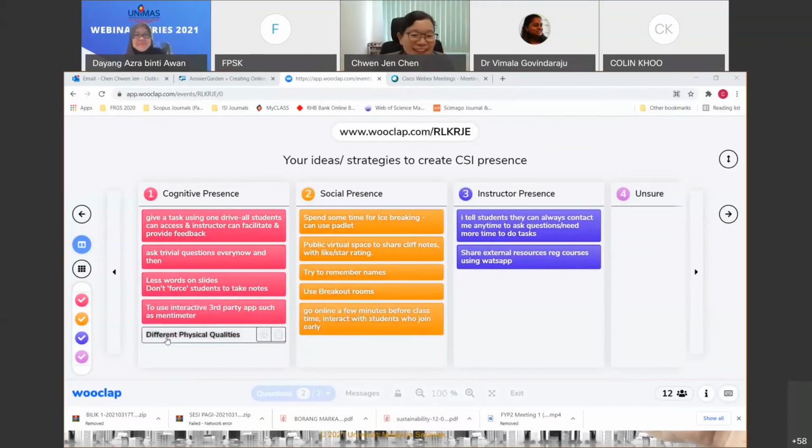Okay, and then different physical qualities. I don't understand this. I really want that person to actually turn on the mic to explain. Anyone want to admit that you actually put up that particular idea? Different physical qualities. Maybe that's a very interesting idea, but I need some elaboration to understand it. Anyone, the person who put up that idea, or maybe others can interpret it? Anyone?